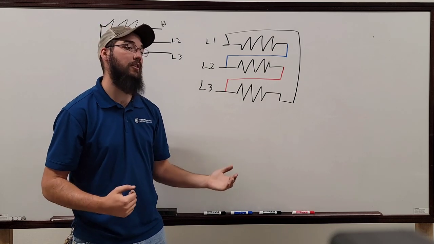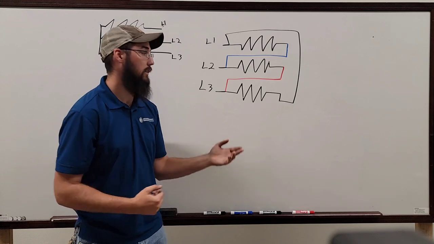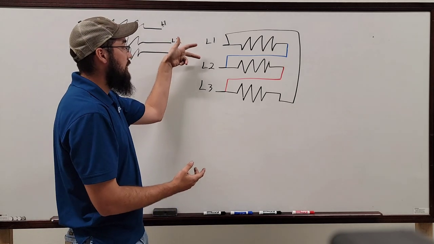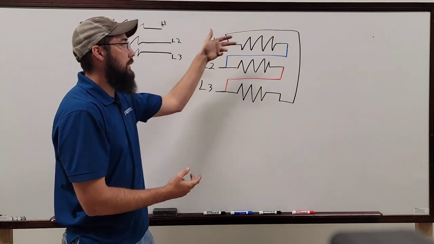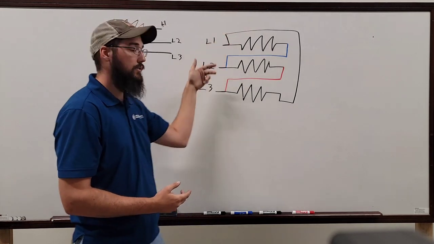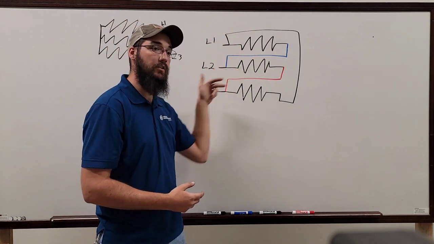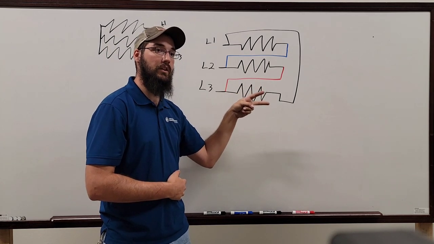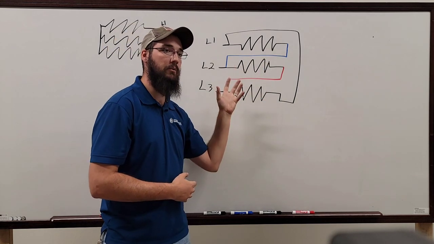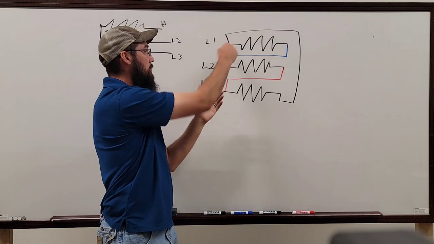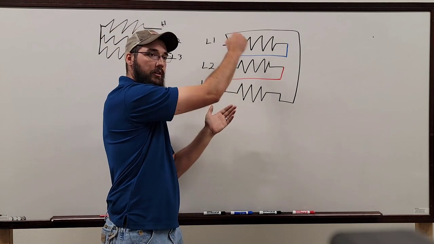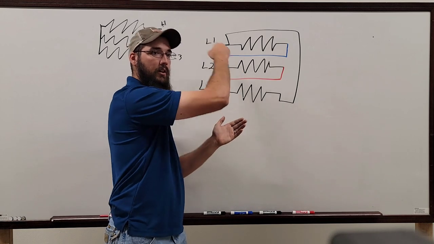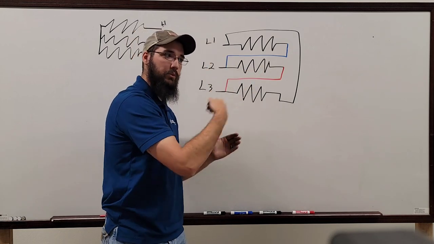I'm not even sure I could draw that myself, to be honest. Because what will happen is L1 will feed two sets of heaters, and L2 may feed two sets of heaters, and L3 may feed two sets of heaters. And each of those sets of heaters has their own jumper network to tie them back to L1 to 2, and 2 to 3, and then 3 to 1, and 1 to 2, and 2 to 3 and 1. That's where it gets tripped up.